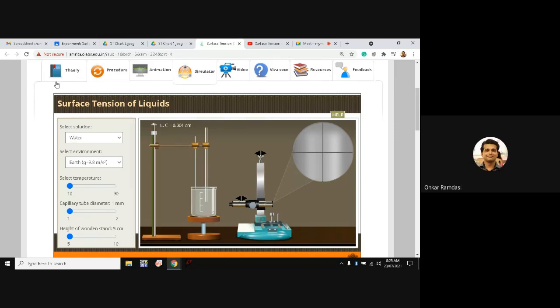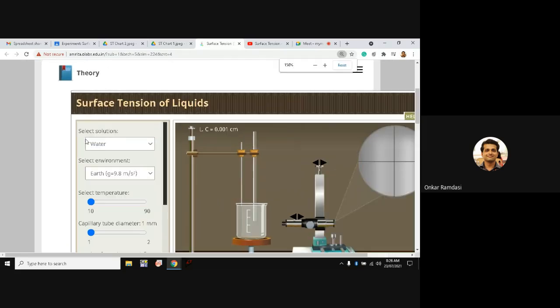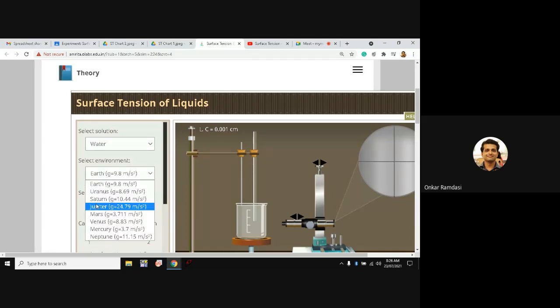Okay, so there is one tab at the top: theory, procedure, animation, simulator. Now let me maximize the screen so that we'll better understand this column. Okay, can you see these columns? Select solution: water, 6 molar salt solution, and 2.55 molar sugar solution. So water, then select environment. So different planets are there. Right now we are on Earth, so I will take Earth.